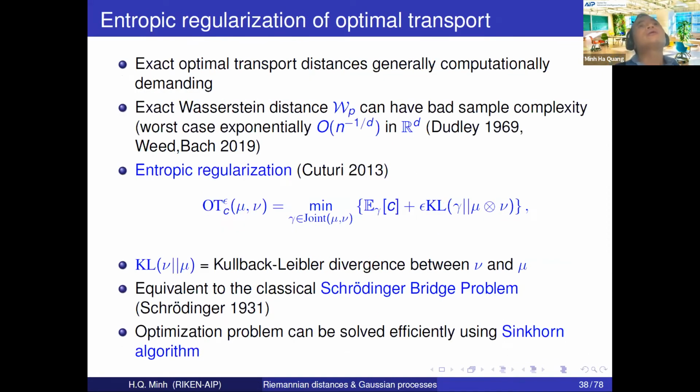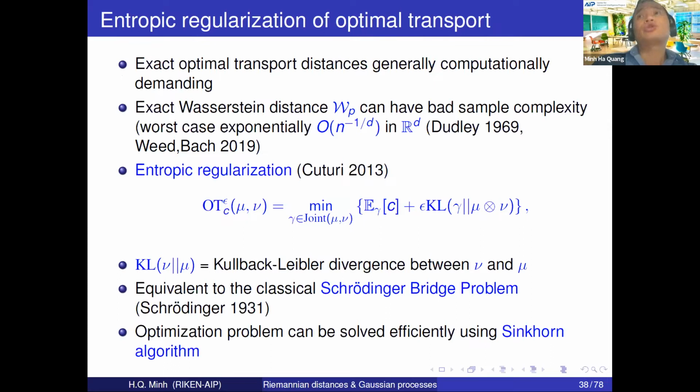So now let's move to the next topic, which is entropic regularization of optimal transport. The exact optimal transport problem is generally computationally demanding, and the exact Wasserstein distance can have bad sample complexity. It can be exponentially bad, actually. It has been demonstrated by various researchers.